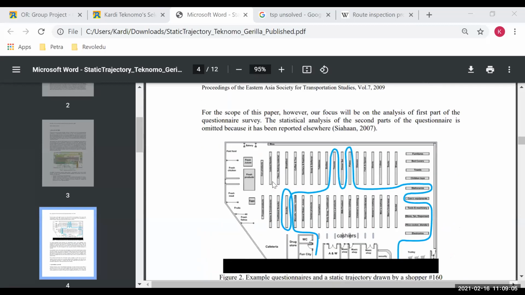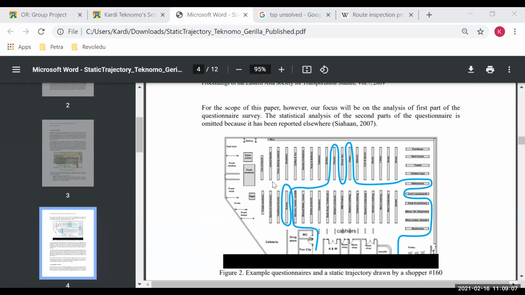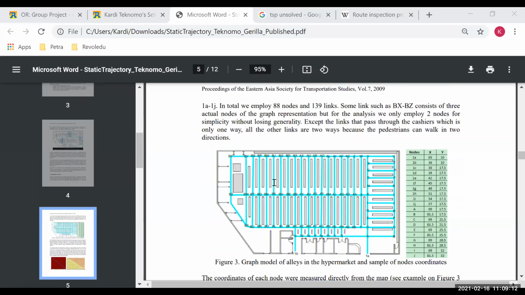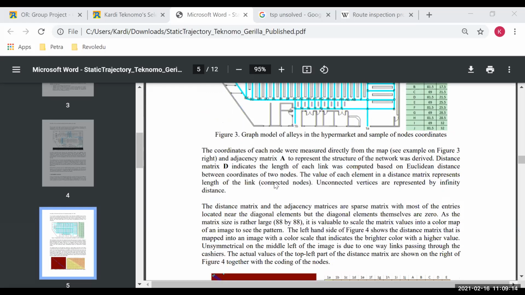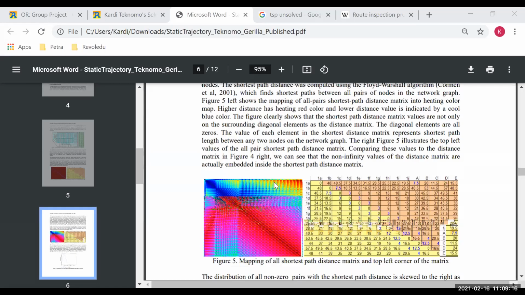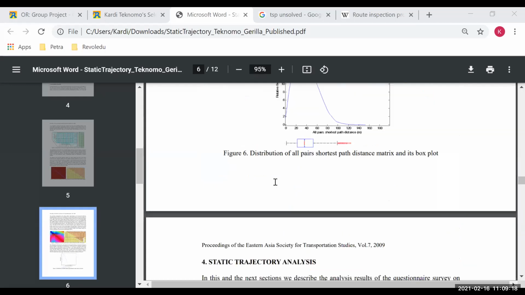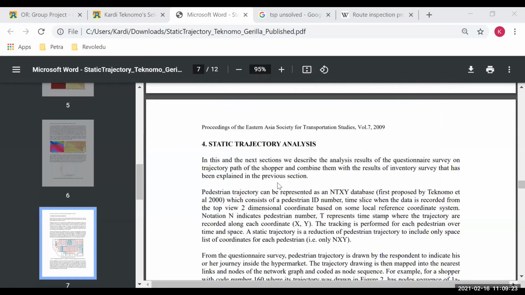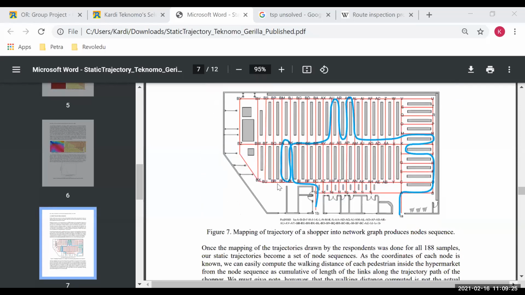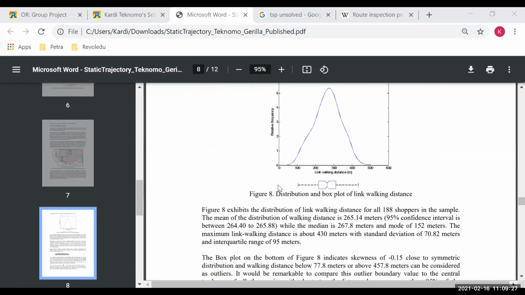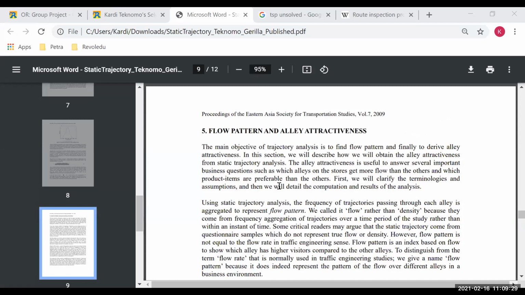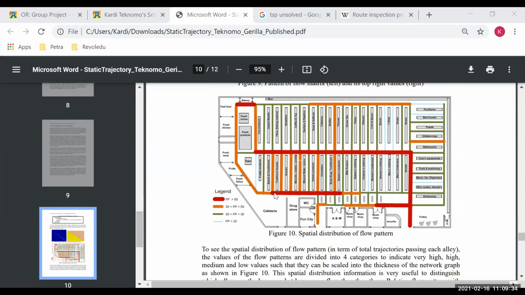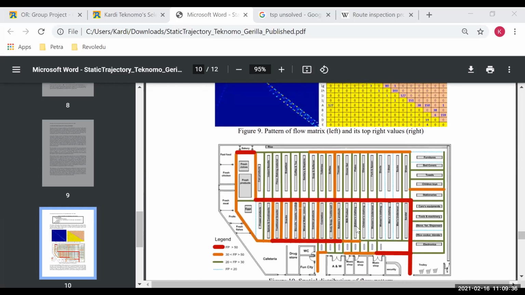And then we track them, and then we calculate using a network, and then we can get what is the walking distance and so on. So we find the shortest path in this case. And finally, you can get the actual distribution of each of them. And at the same time, this is the final result here, calculating the flow.